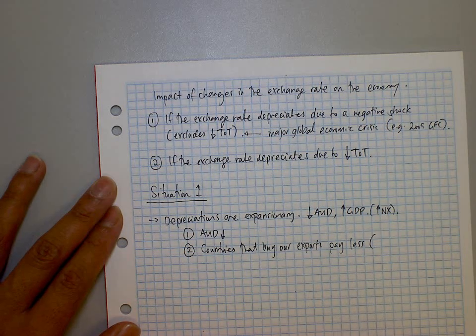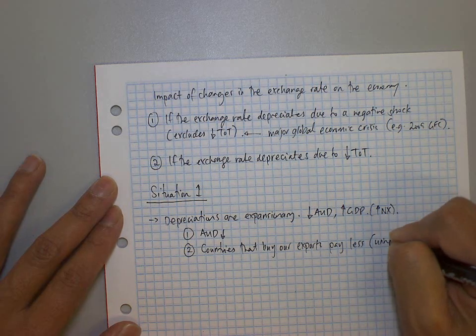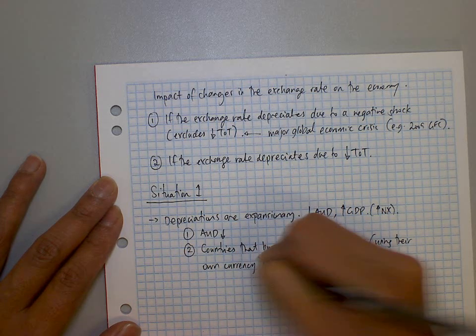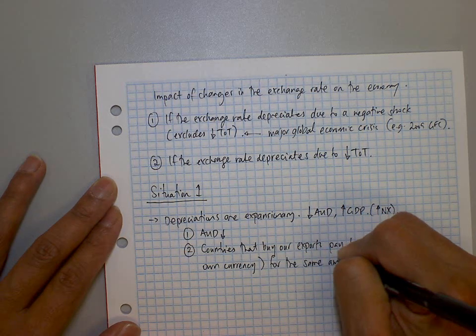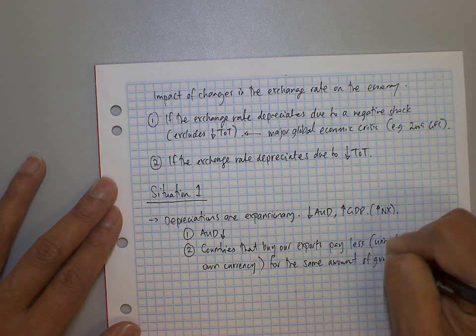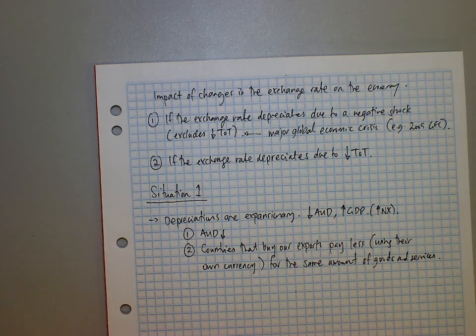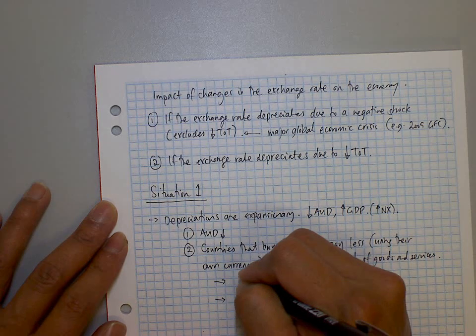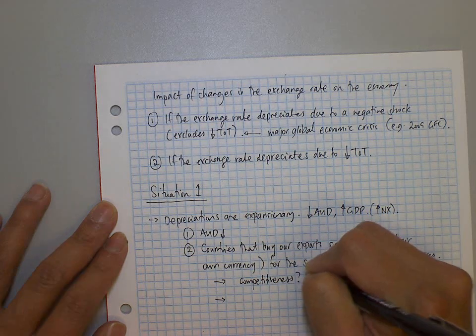And the important thing over here is they pay less, but they pay less in their foreign currency, okay? So they pay less using their own currency for the same amount of goods and services. I'm going to just put down goods and services just to make it broad. Okay. So countries that buy our exports pay less using their own currency for the same amount of goods and services. So I want to ask you, what happens to our competitiveness? Does it go up? Yep, good. So our competitiveness increases, yeah?